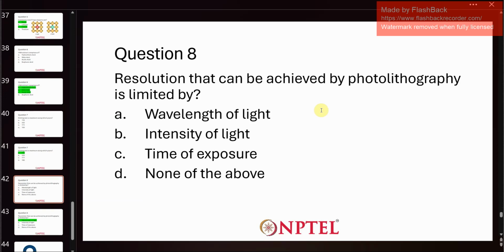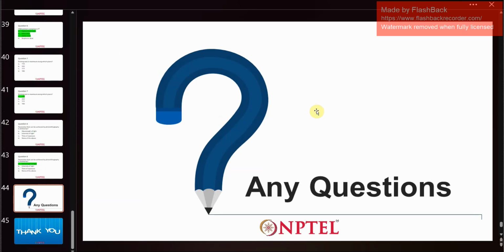And coming to the last question, what will the resolution in photolithography be limited by? It will be limited only by the wavelength of the light. If the wavelength is quite big, then it will not be able to pass through the micro features in your mask, so that will affect the resolution. The intensity or time of exposure will have no bearing.